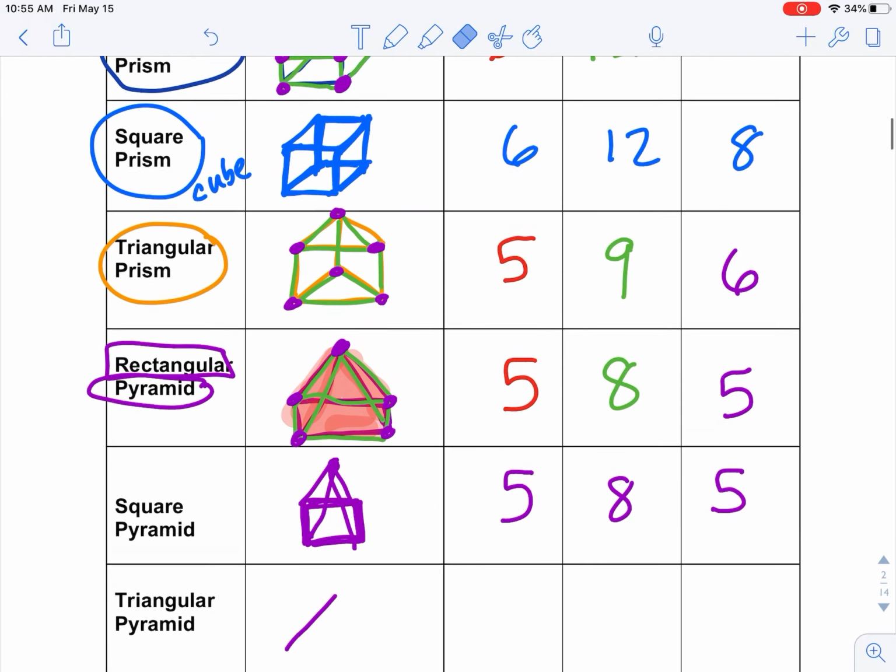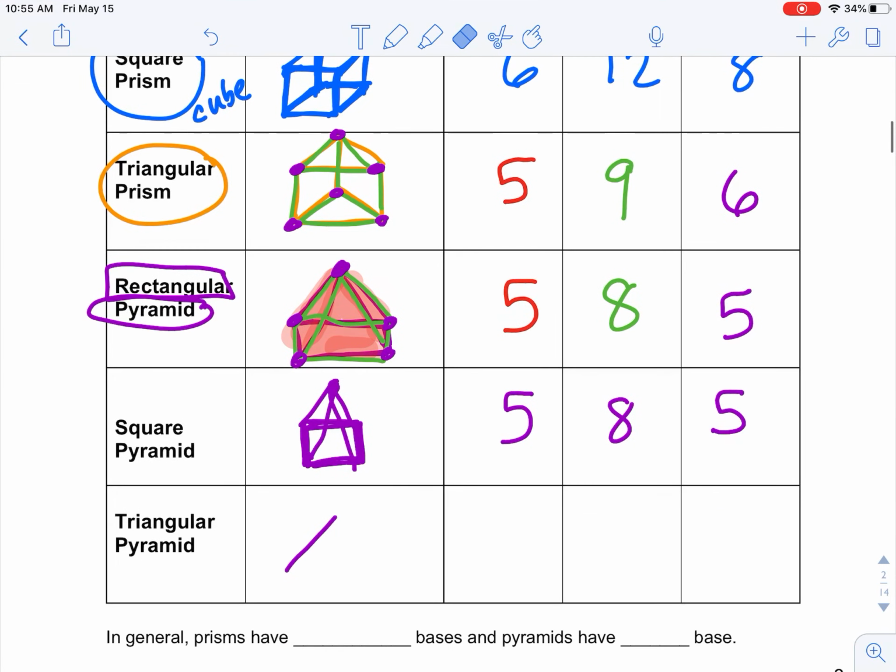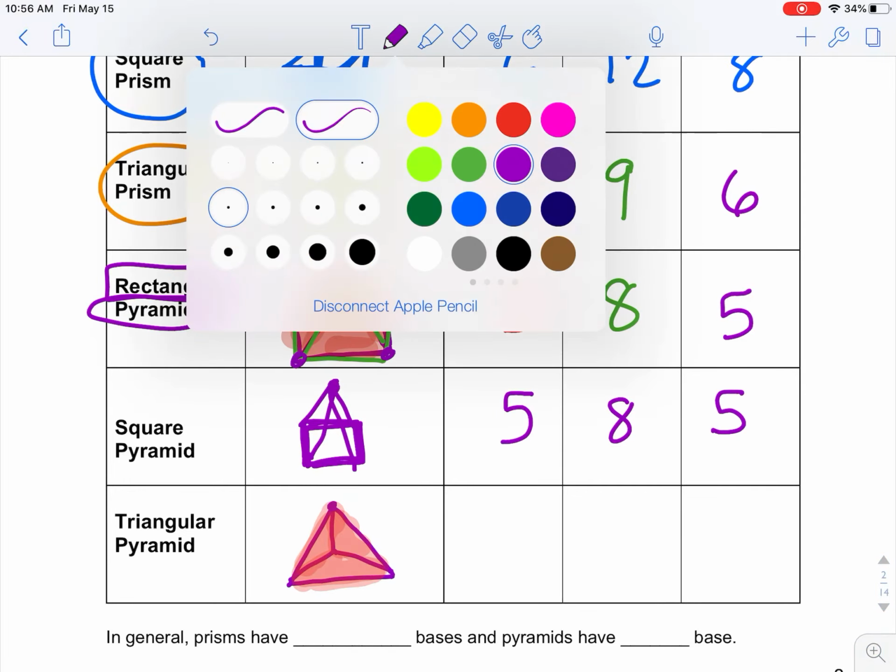Let's try that one again. So a base of a triangle, and then the point up at the top, and it comes down to all 3. So now when we're trying to count faces, we have the 1 in the bottom, there's 1 in the front, and then the 2 other sides. So 1, 2, 3, 4. Does that sound right?